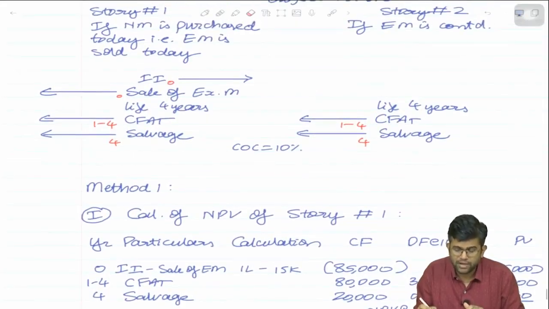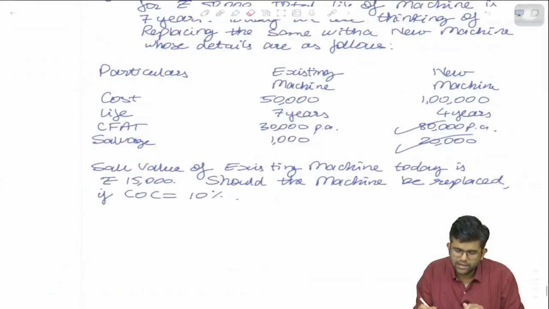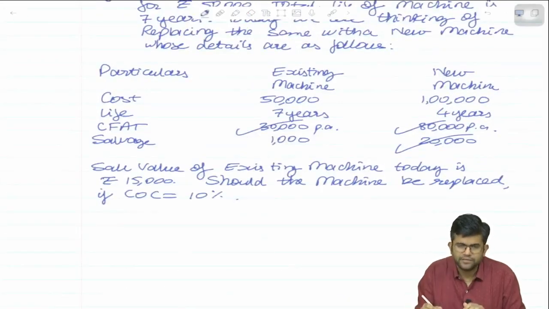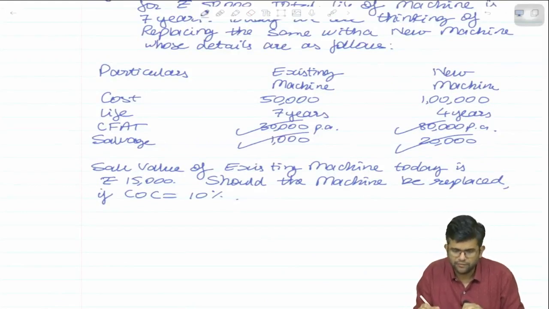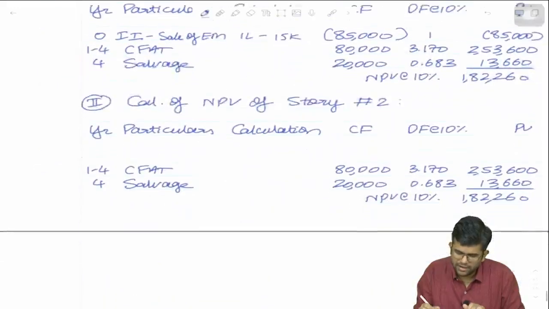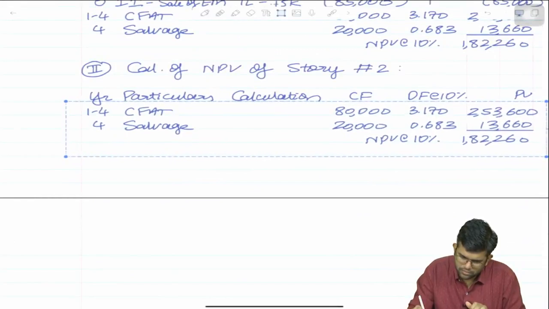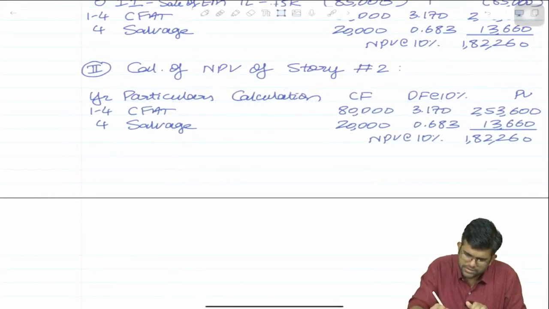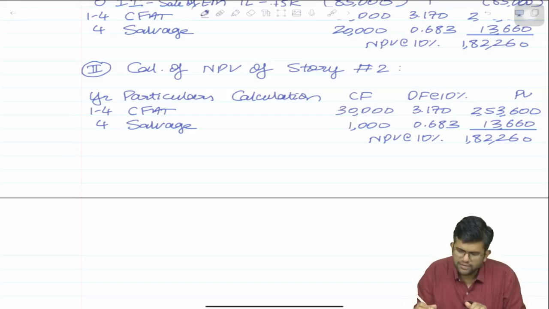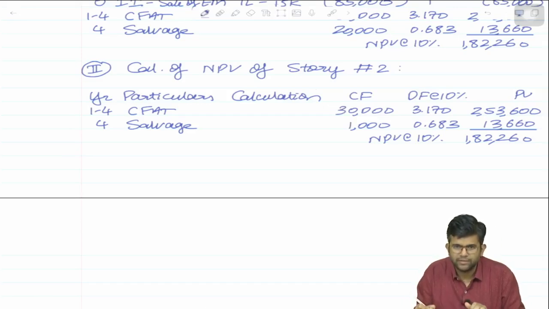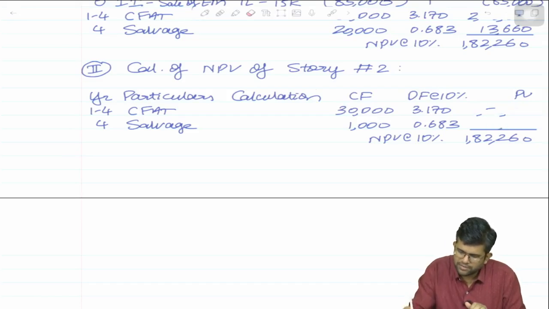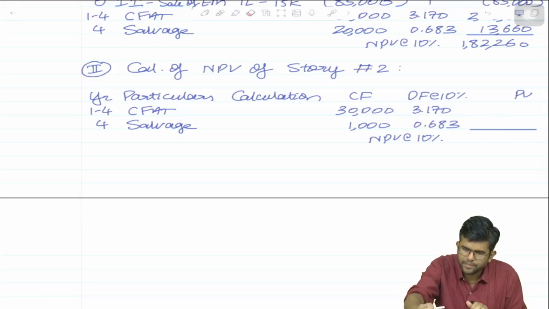If I continue the existing machine, it will give me a CFAT of 30,000 per annum, and salvage is 1,000 at the end of the 4th year. So here I will write CFAT 30,000 at the end of every year, and salvage 1,000 at the end of the 4th year. Everybody clear? Let us see what NPV this brings.